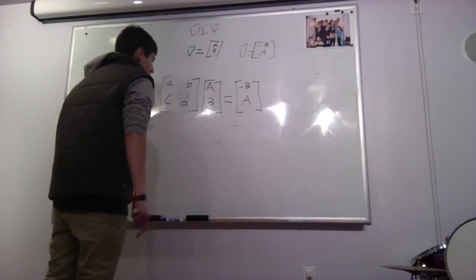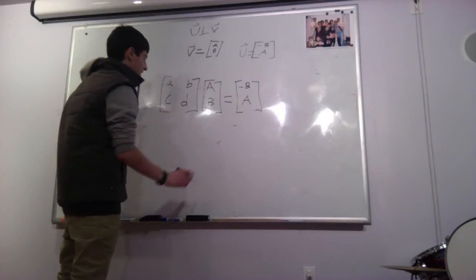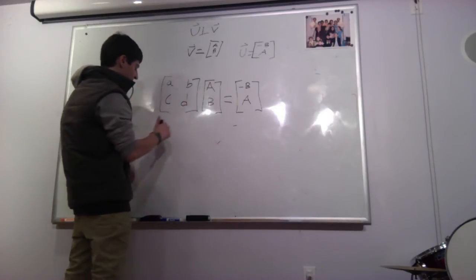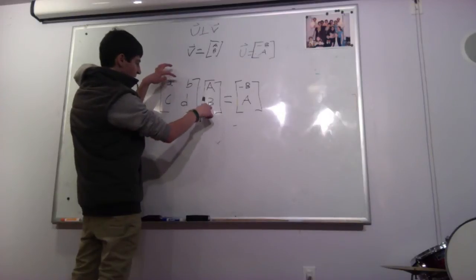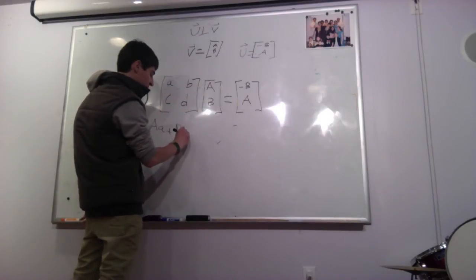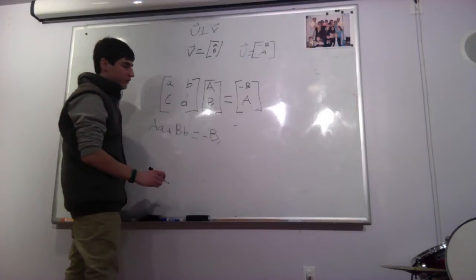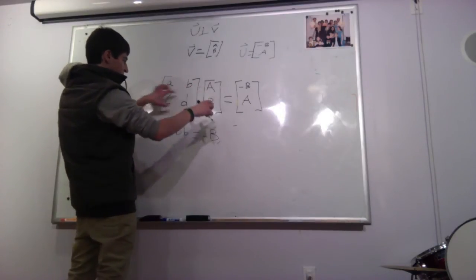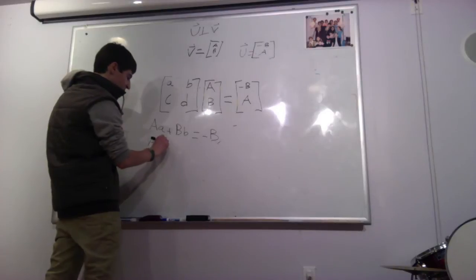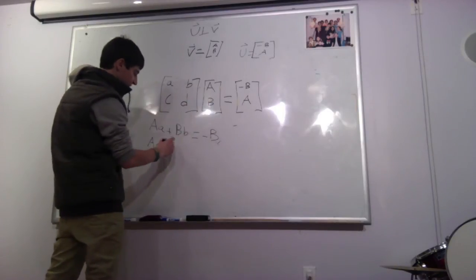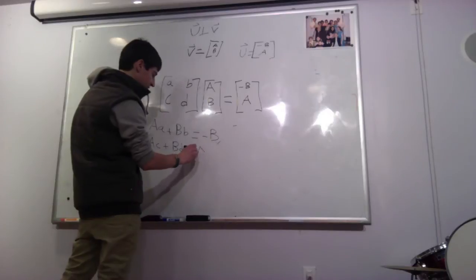Okay, so how do we do this matrix multiplication? Well, we do the rows in here times the columns in here. So we're going to do A times little a plus B times little b, and that is going to give you that one. So that's equal to negative b. And then we do this row times this column. So it's A times C plus B times D, my bad, B times D, is equal to a.